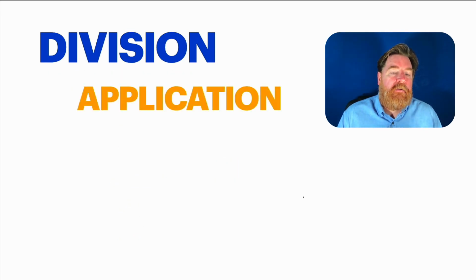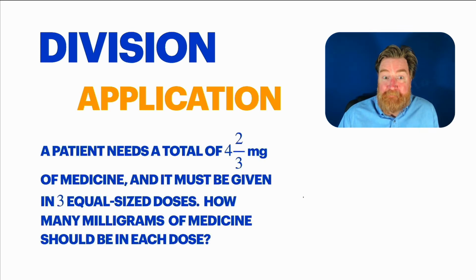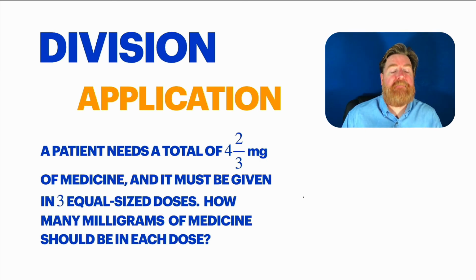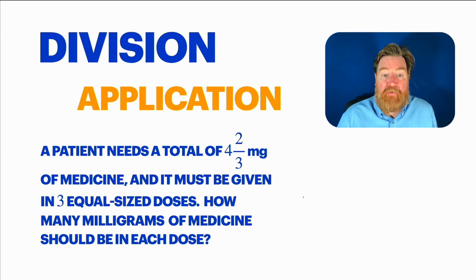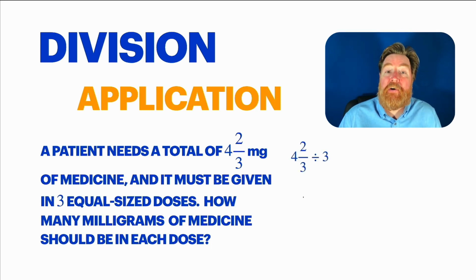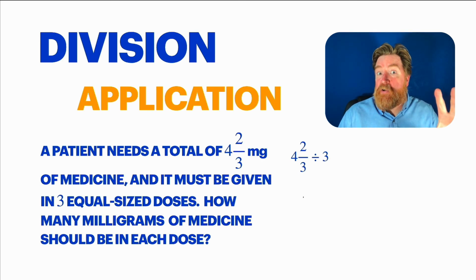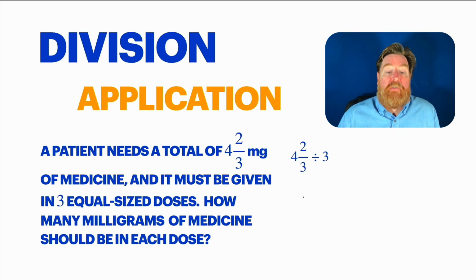I'll give you one last thing before we go. I just want to give you a quick application because, in the real world, you're going to be using this all the time. So for example, let's say you have a patient and the patient needs a total of 4 2/3 milligrams of a certain medicine. And it has to be given in 3 equal-sized doses. So you got to split it up into 3 equal doses. How many milligrams of medicine should be in each dose? Well, we're already talking division, as we describe the problem, so you can see it. We're going to do 4 2/3 divided by 3. We want to split 4 2/3 milligrams into 3 equal doses.